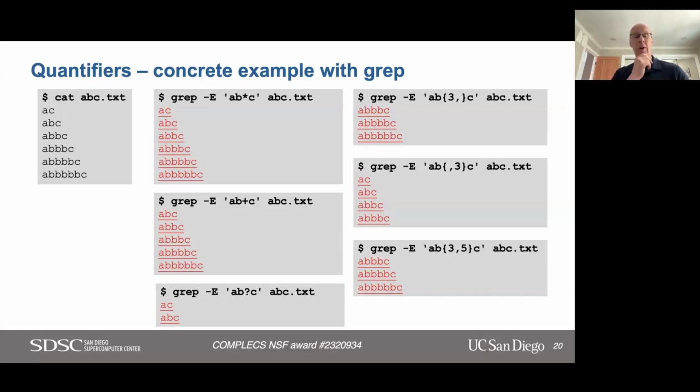If we do AB question mark C, that's A followed by 0 or 1 B's, so we get AC, ABC, and in the examples in the right hand of the slide, we search for 3 or more, up to 3, or 3 to 5 B's between our A and our C.